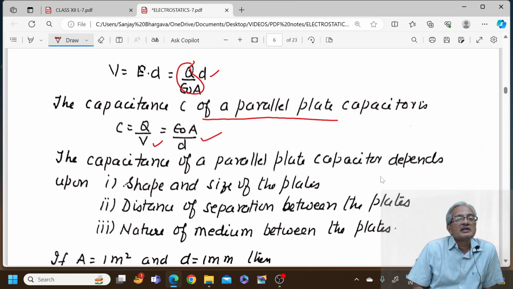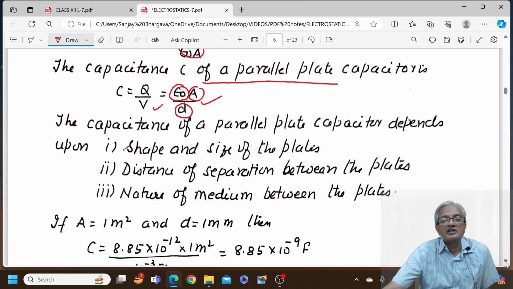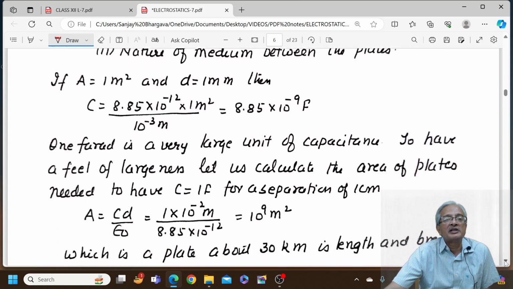So what does the capacitance of a parallel plate capacitor depend on? Nature of medium, shape and size of the plate, distance of separation. Right? So these are the three factors upon which the capacity of a parallel plate capacitor depends.